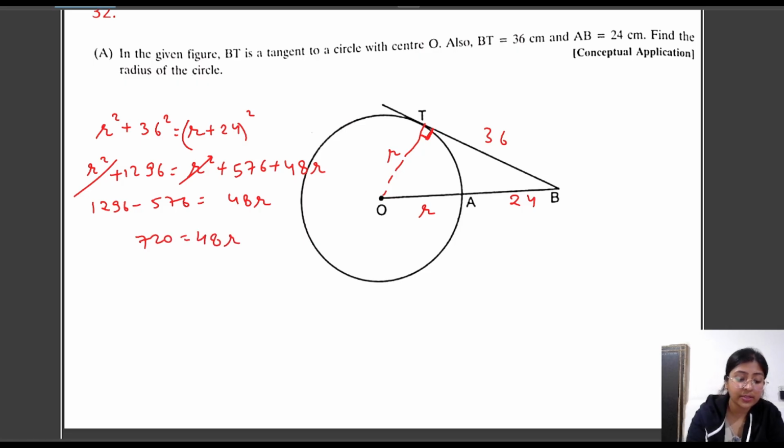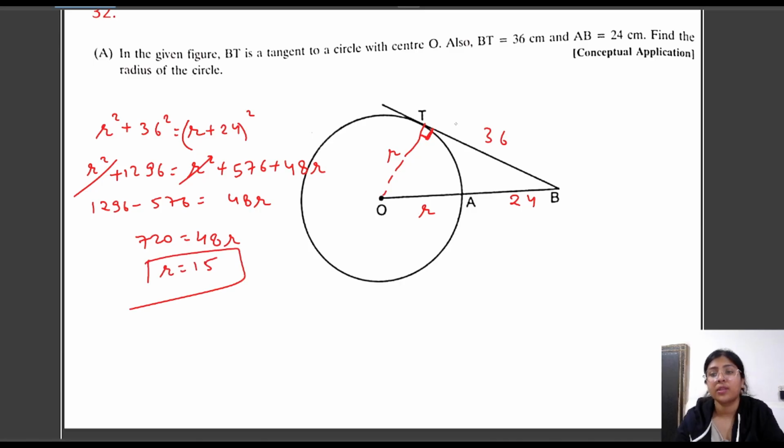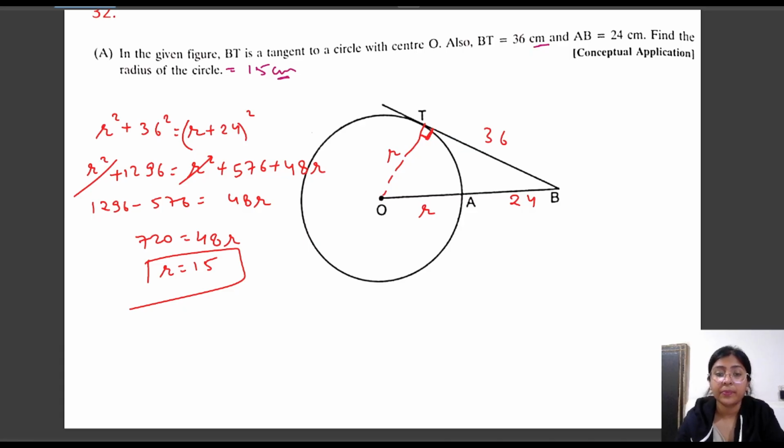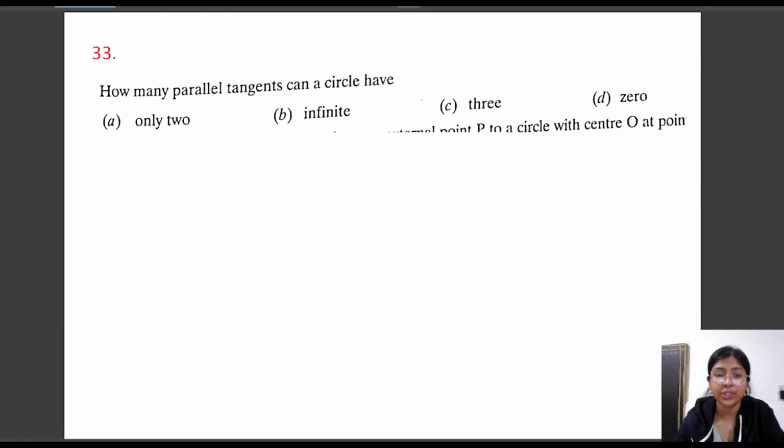Yes or no? Divide this by 48. Yes, learners. Divide this by 48. You will get the radius as 15. Okay, very easy question. We need to find out the radius. The radius value is 15 centimeter. The unit is important, so we need to write the unit here. Okay, learners, this question is clear? Yes. Move to the next question.